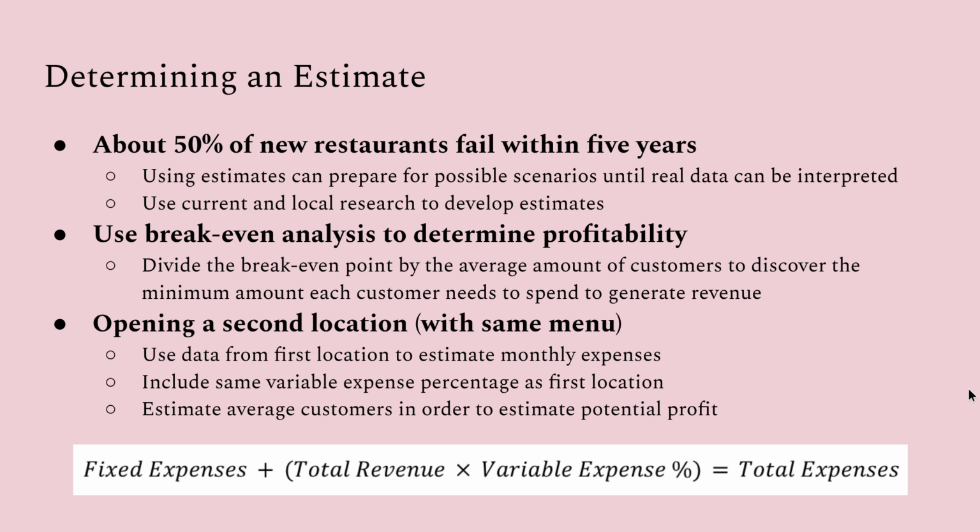So when determining an estimate, keep in mind that about 50% of new restaurants are going to fail within their first 5 years. And this is due to a lot of the time businesses just being in over their heads. They haven't done the necessary math. They're not marketing their food right. The quality is questionable. There's a lot of different reasons why. But if you are constantly using estimates to prepare for those possible scenarios until you have real data that can be interpreted, you're going to be in a better spot than those businesses that don't do this.